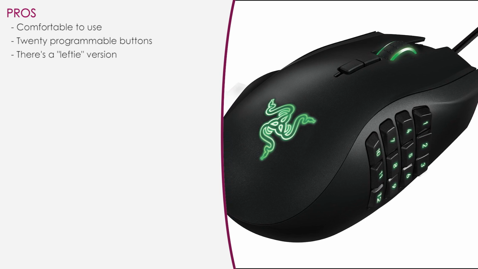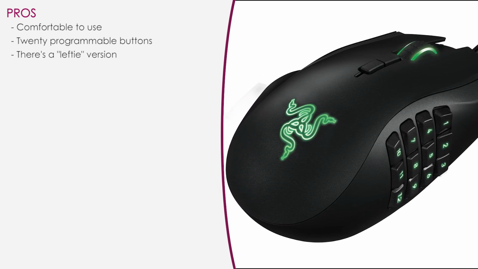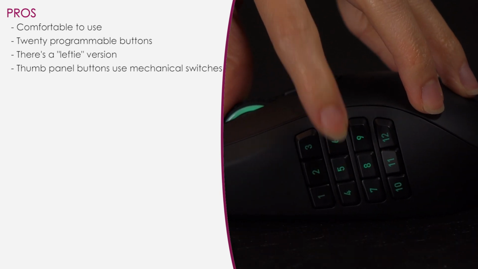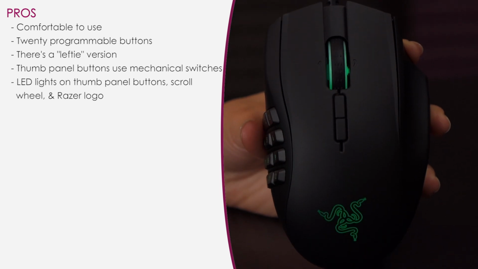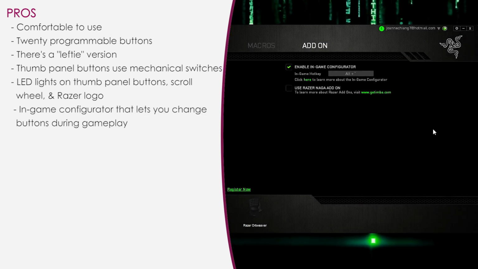And also there's a version for lefties with the thumb panel on the right side. How insane is that? And the thumb panel is easy and fun to click due to its mechanical nature. And there's LEDs on the scroll wheel, thumb pad, as well as the logo. And I do like the in-game configurator software that lets you change button assignments and more in-game.